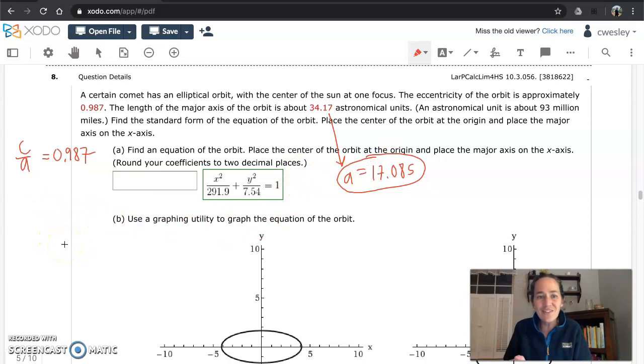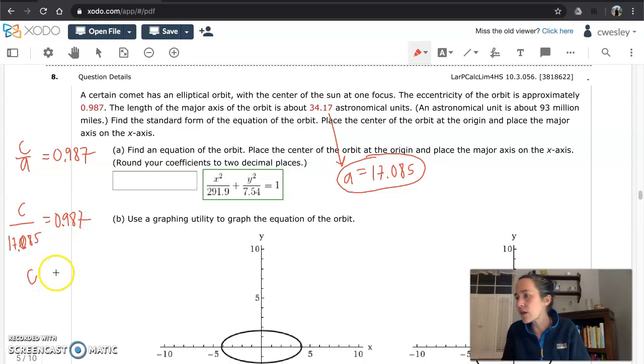It's not that I need c right now to get the answer to part A, but it might help me at the bottom of the page, so why not, right? c over 17.085, sorry for the sloppiness there, equals 0.987. Solve that for c, you get c equals approximately 16.863. All right, so I've got 2 of the 3. I didn't even realize the answer was sitting here. Okay, well, a squared is going to go here, right? So this will be 291.9, which is 17.085 squared.